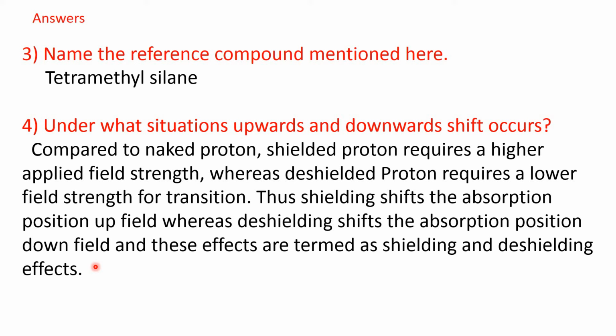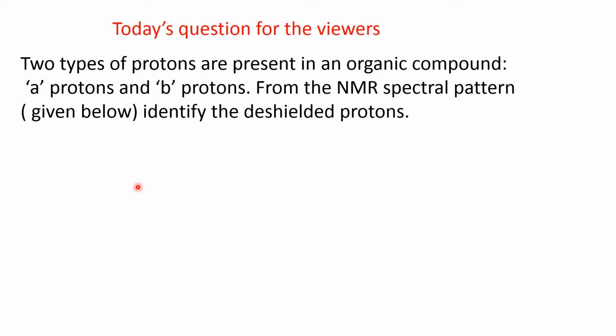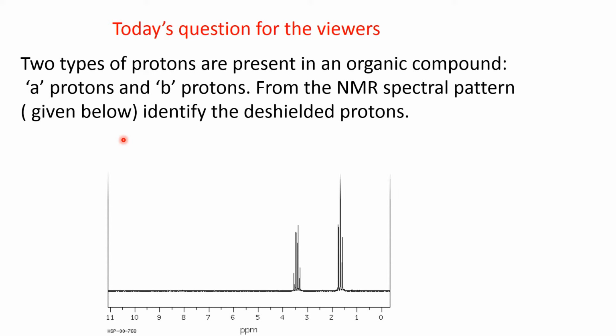So this is our riddle number 22. Now let's see the viewer's question associated with this riddle. So today's question for the viewers: two types of protons are present in an organic compound, A protons and B protons. From the NMR spectral pattern given below, I'll show it, identify the deshielded protons. So the NMR pattern is this one. This is the A proton. This is the peak for the B proton. You have to identify the deshielded protons, whether it is A protons or B protons.